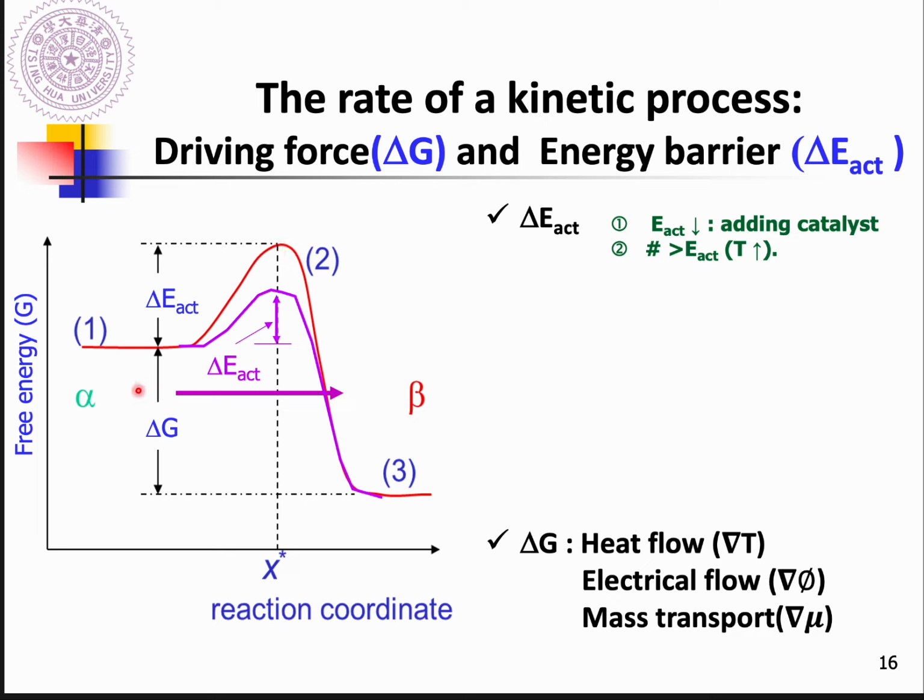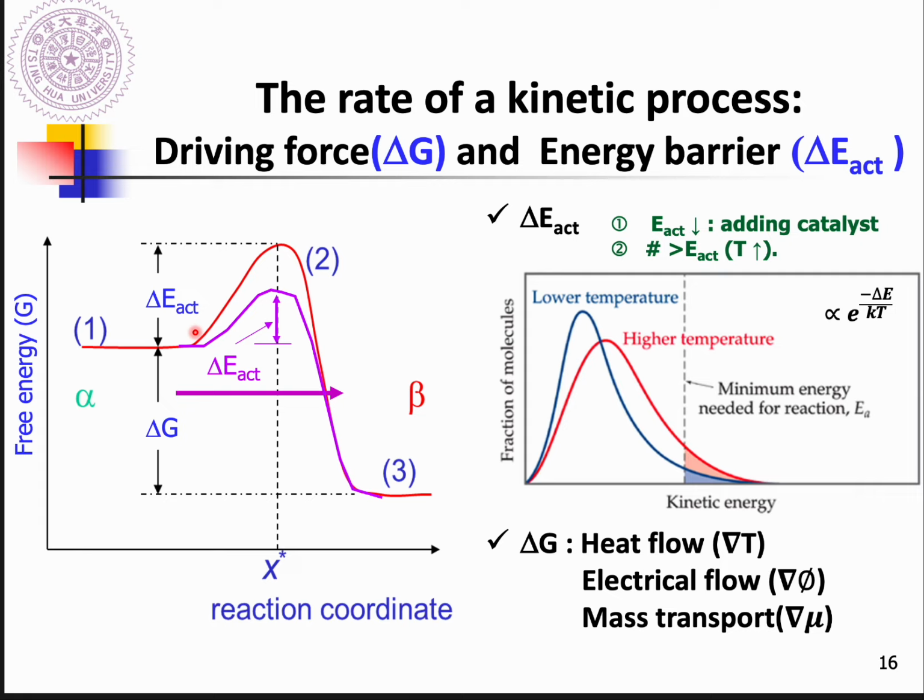What we do here is we try to increase the number of reactants that have sufficient energy to overcome this energy barrier. We want to increase the number of reactants. So the easiest way is increasing the temperature. Thermal temperature will allow more reactants to have sufficient energy to overcome this energy barrier.